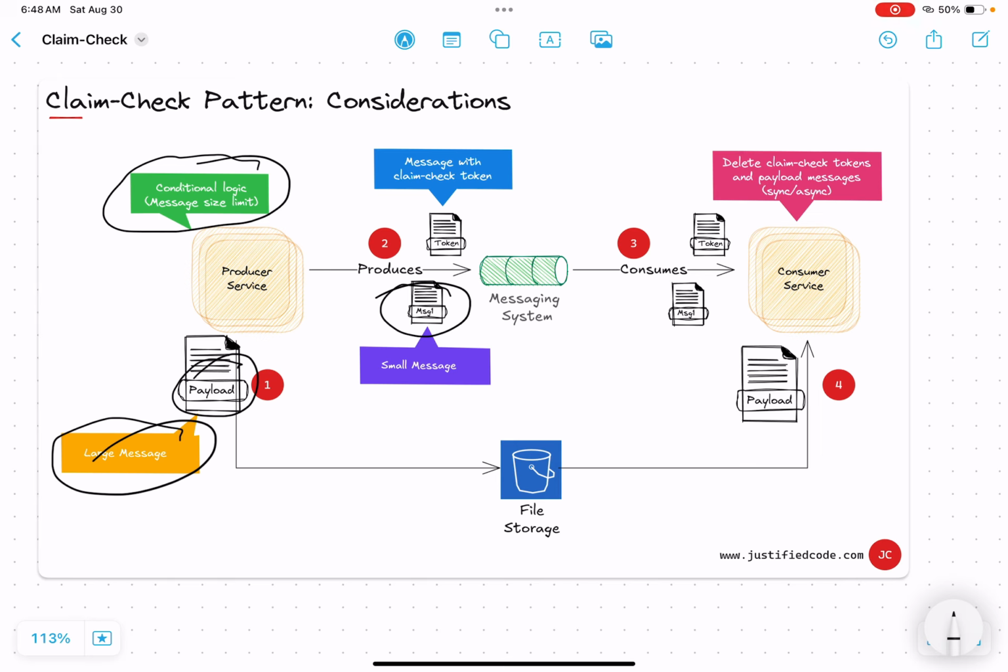The second one is you need to think about deleting these claim check tokens from the messaging system, and then also attempt to delete that file from the file storage, that large file system. You don't need that file to stay there for a long time because already this message was processed. Unless you don't have a way to log this kind of stuff, or you need that for like 1 year, or depending on your logs retention policy.